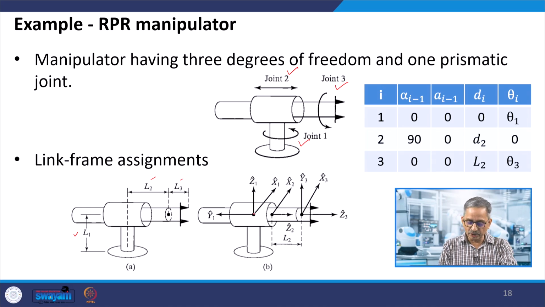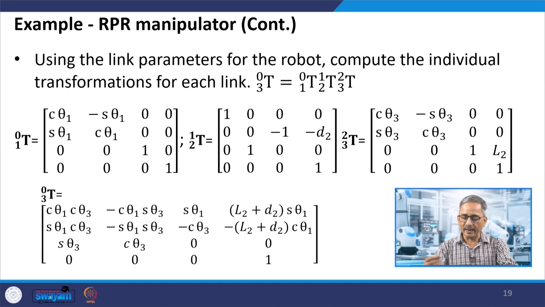Say my 0th frame is here itself, at this point, and this is my first frame, this is the second frame, and this is the third frame. Okay. So, I can prepare the DH table similar to what we have seen previously. And then I can write the description of frame 3 with respect to frame 0, again using the multiplication of these 3 transformation matrices, that is, the transformation matrix from frame 3 to 2, into frame 2 to 1, into frame 1 to 0.